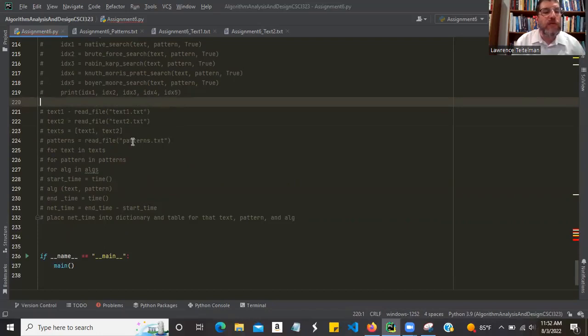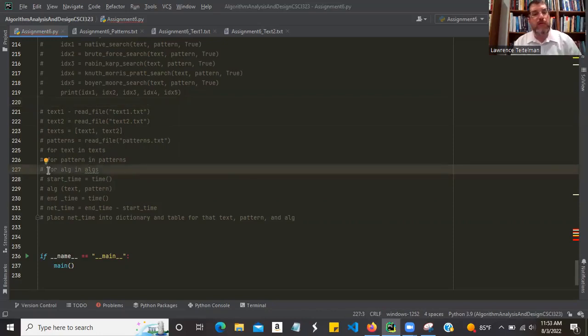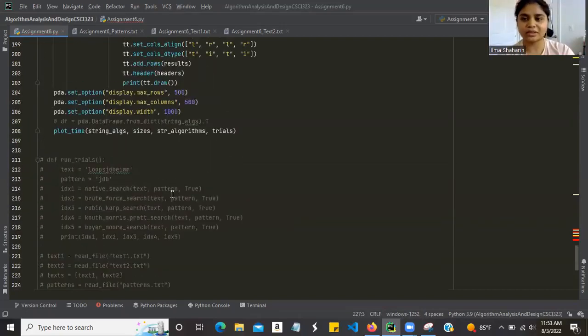Now, it's indented, right? So for text in texts, for pattern in patterns, the pattern is inside a text. The alg is inside the pattern. If you prefer, you can move the alg to the outside. It doesn't really matter the order of the 3 loops, but it needs to be indented. Does that make sense? Yeah? Okay.